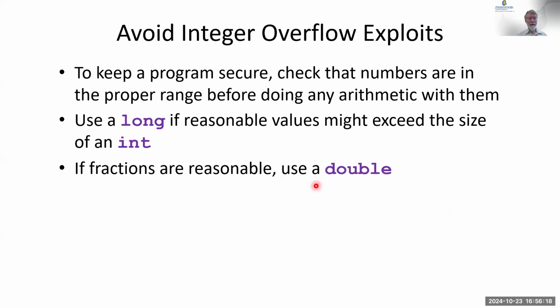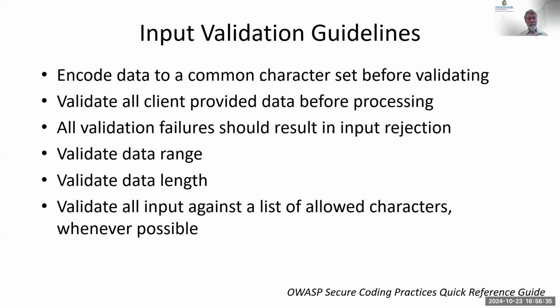And then if fractions are okay, you can always use doubles. Doubles go up to a very large number, and of course, not quite as accurate. Well, the 64 bits accurate. That's pretty accurate. But some of the number represents the exponent, and some of it the mantissa. So the doubles don't have to worry about overflow.